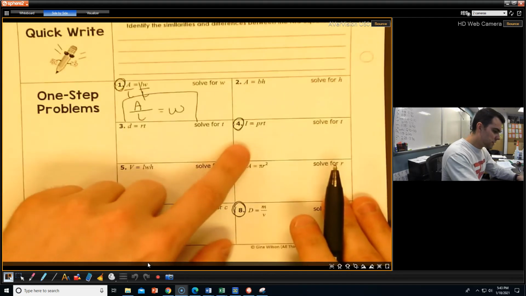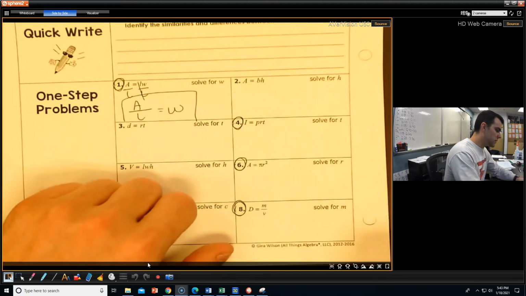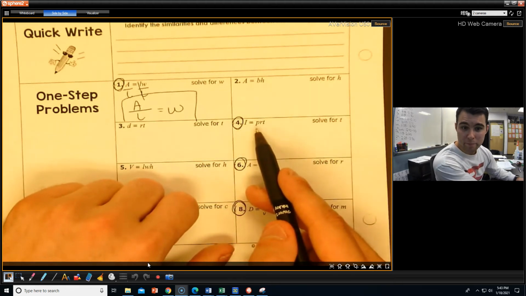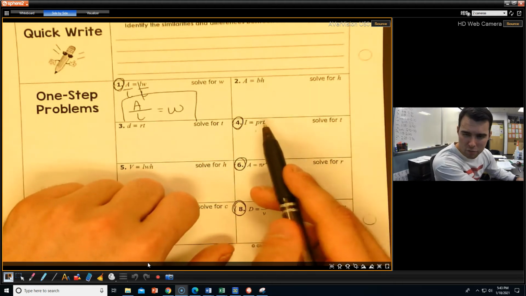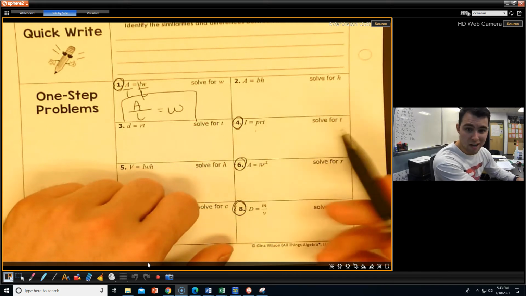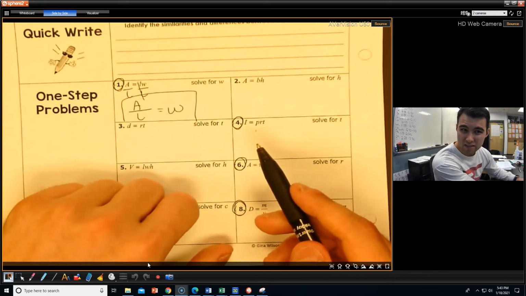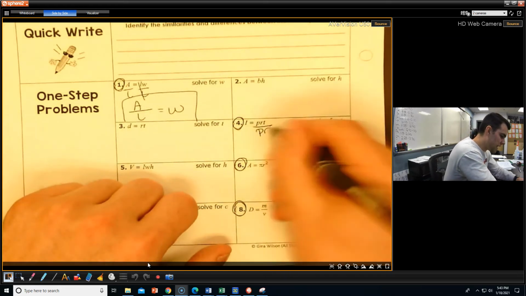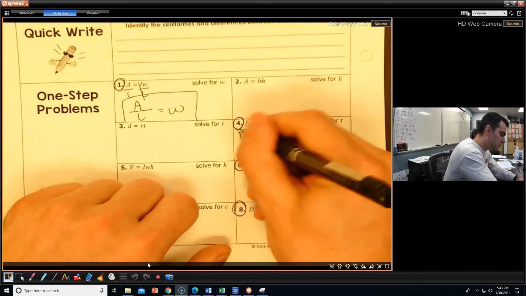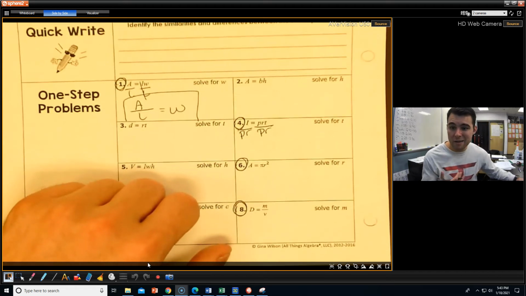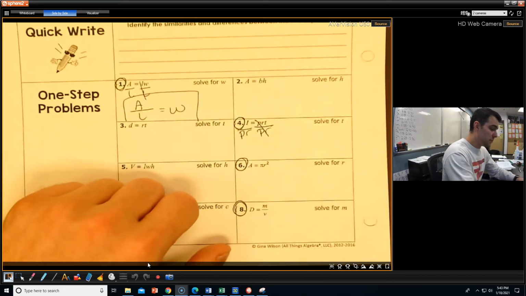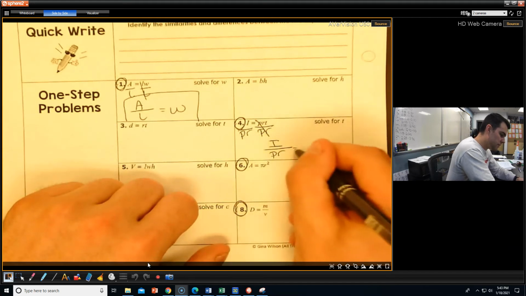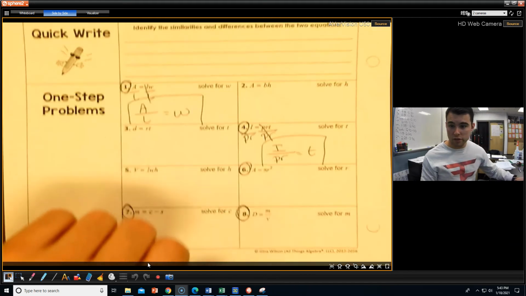Okay? Let's look at something like this: I equals PRT. All right? I want to solve for T. Well, if I look, now I have P times R times T. Couldn't I just divide by P times R? I could just do that. I could just divide both sides by P times R, and the PRs on that side will cancel. Now I'll be left with I divided by PR is equal to T. You can do that. Okay?